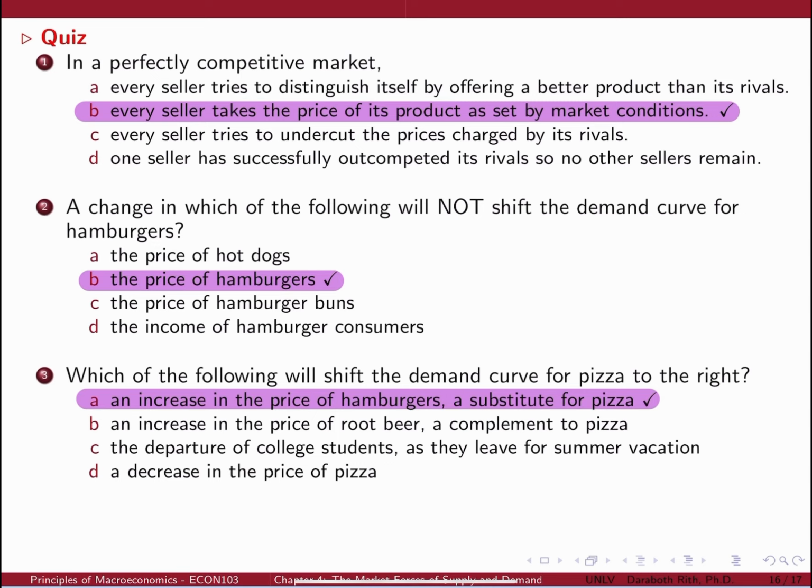C. The departure of college students as they leave for summer vacation. This sounds like a reduction in the number of buyers if we think about the demand for pizza on the school campus. So with fewer buyers, the demand curve should shift leftward. Then it is not a correct choice either. D. A decrease in the price of pizza. This is the price factor, so it cannot shift the entire demand curve. Then it is not a correct choice. After all, the correct answer is A. An increase in the price of hamburgers, a substitute for pizza.